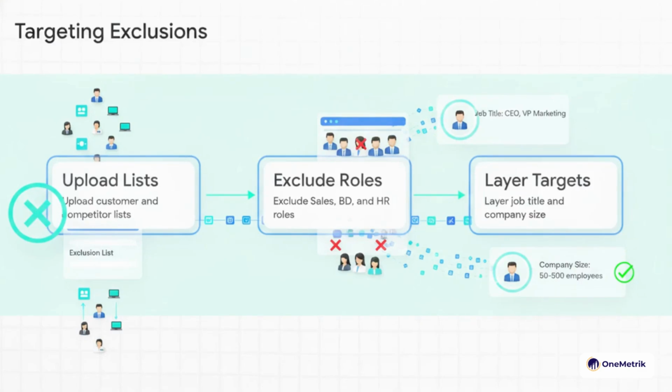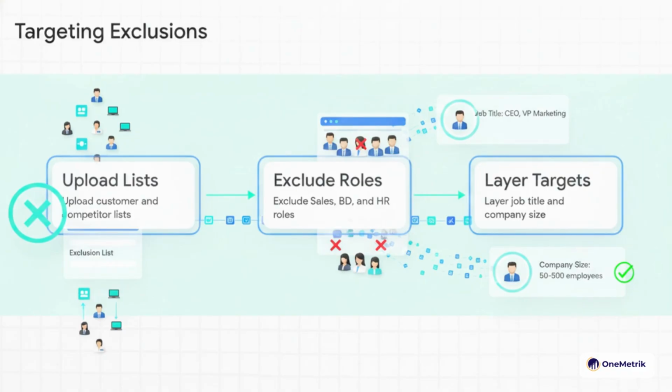The fix here starts with strict negative targeting. Now, step 1, before you even think about launching, is uploading your exclusion lists. So your current customers, your competitors, and any open pipeline opportunities. But step 2, this is where I see most companies drop the ball. You have absolutely got to exclude sales, business development, and HR roles.